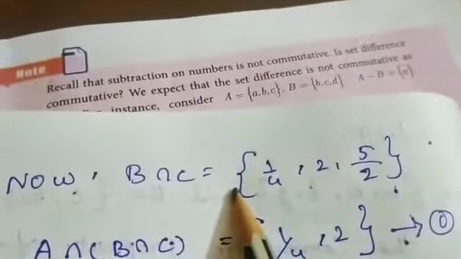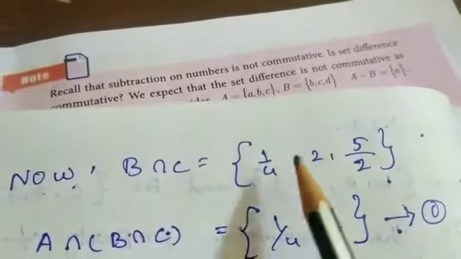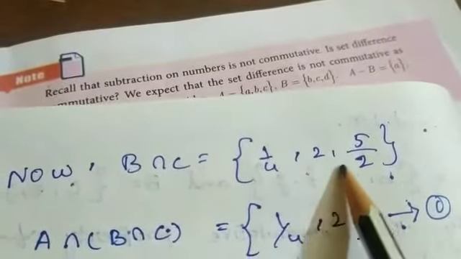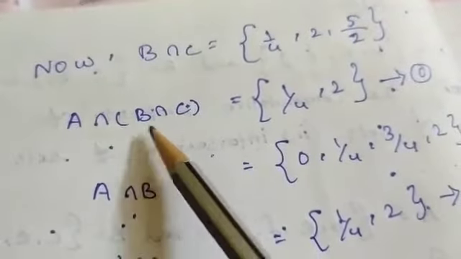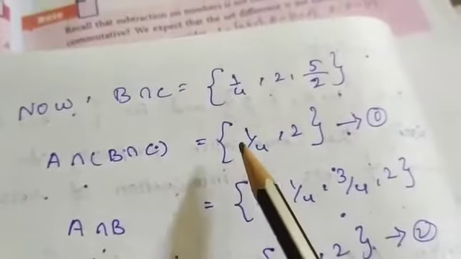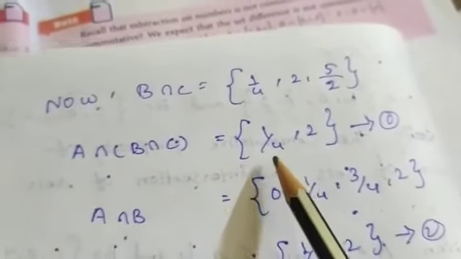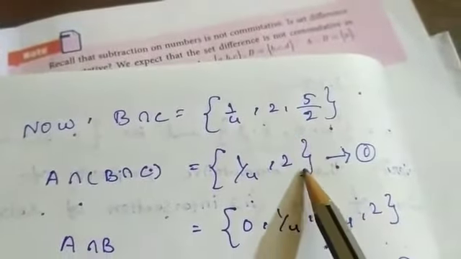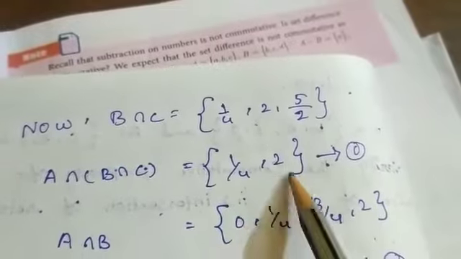Now B intersection C equal to the common values of B and C: 1/4, 2, 5/2. Next, A intersection (B intersection C): the common values of A and B intersection C are 1/4, 2.